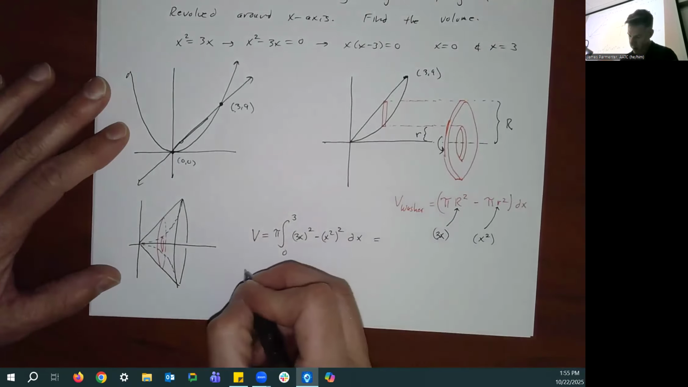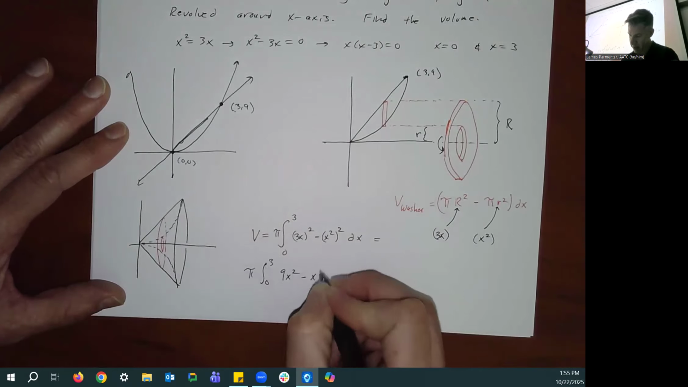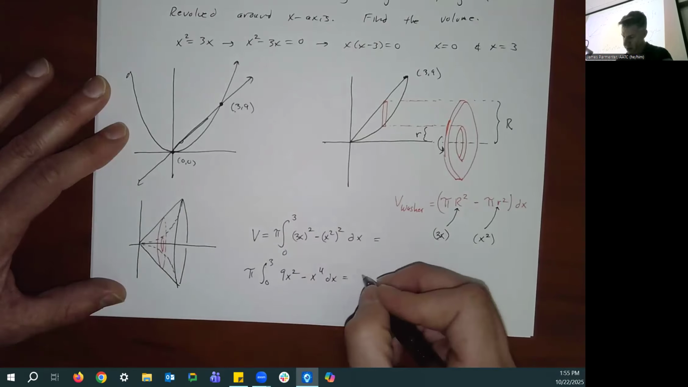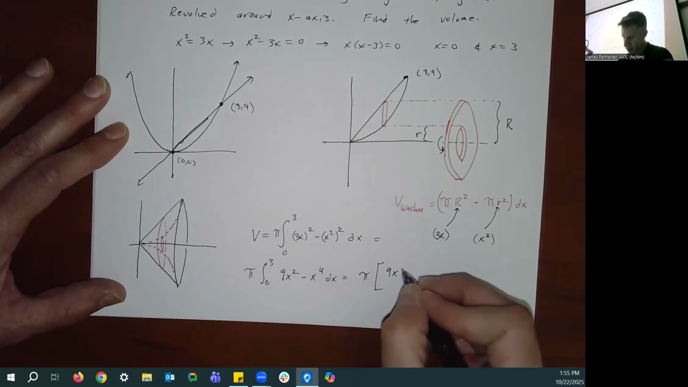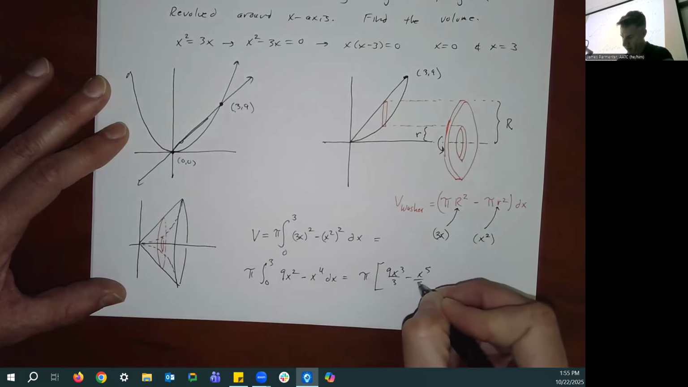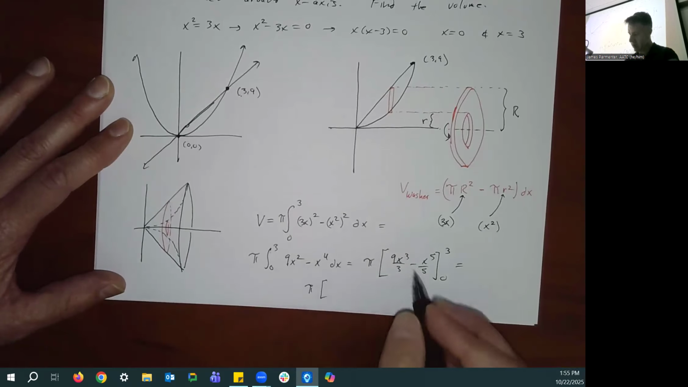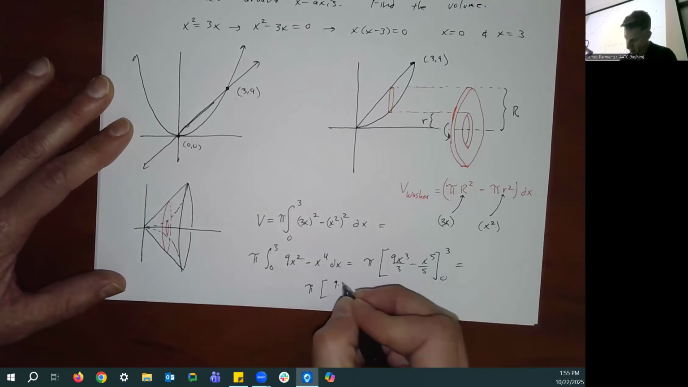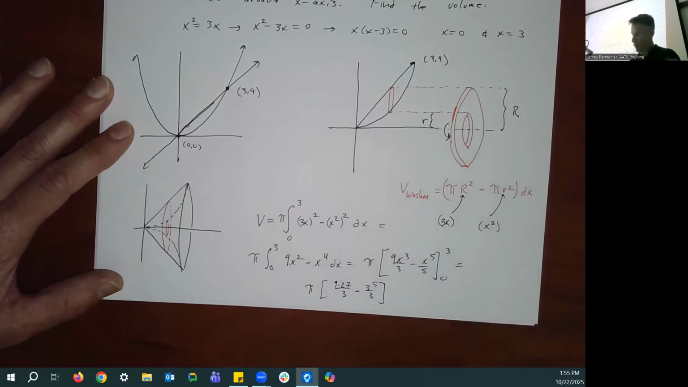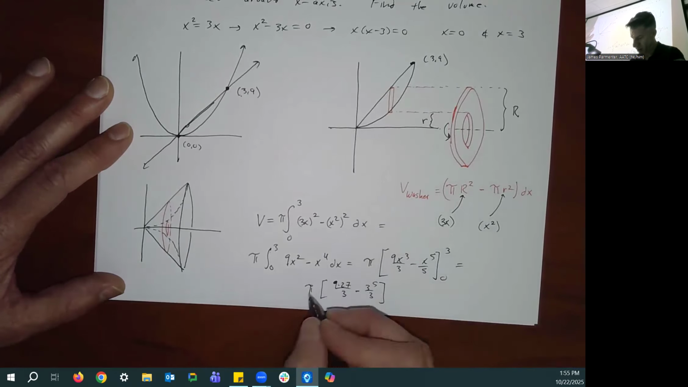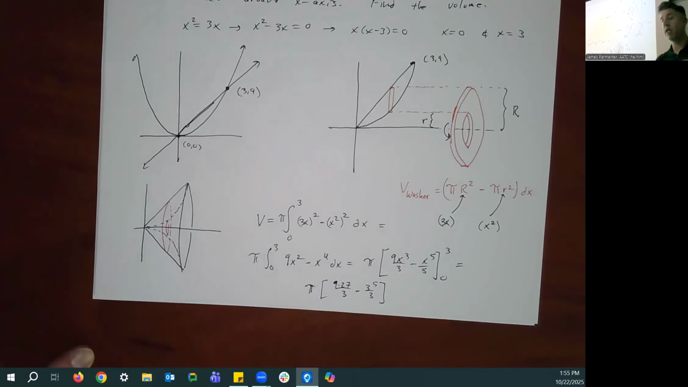It's going to be pi times the integral from 0 to 3 of 9x squared minus x to the fourth. Then we integrate. We get pi times 9x cubed over 3 minus x to the fifth over 5, from 0 to 3. When you plug in 3, you get pi times 9 times 27 over 3 minus 3 to the fifth over 5, minus 0, minus 0. You could simplify this, but I don't really care so much about that. I care about the fact that we can do it. So here's what I would point out.